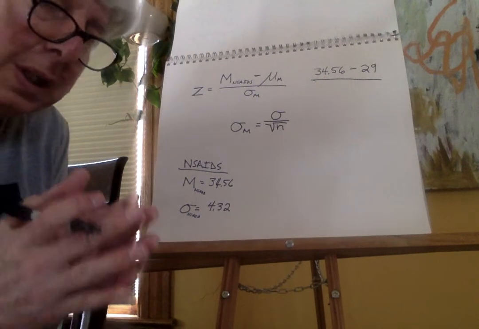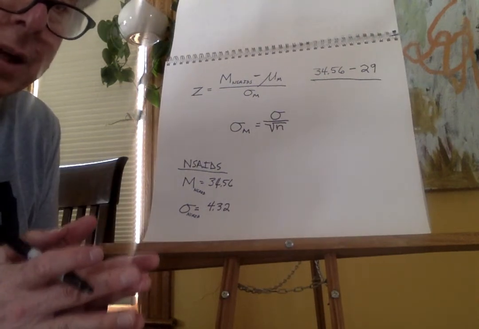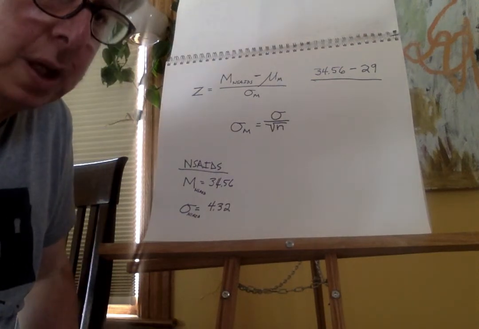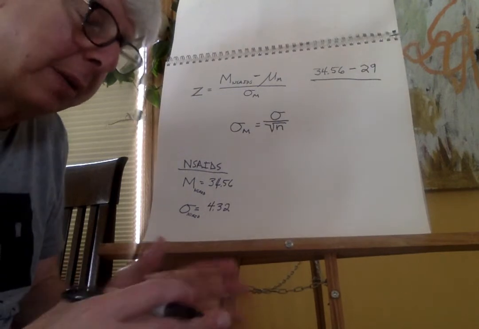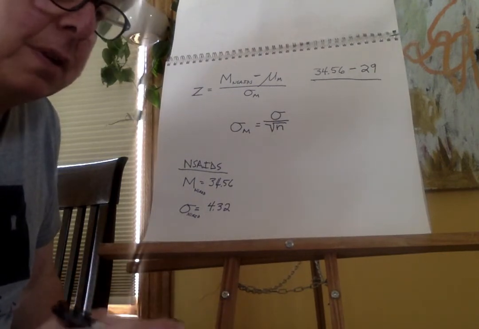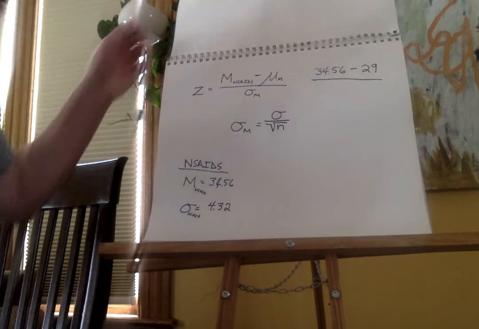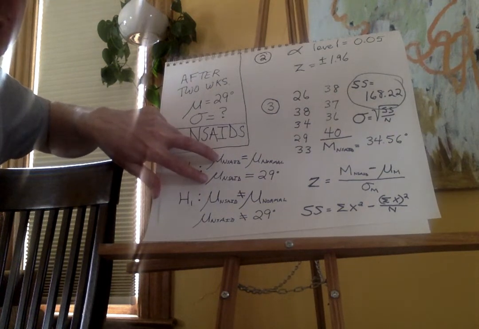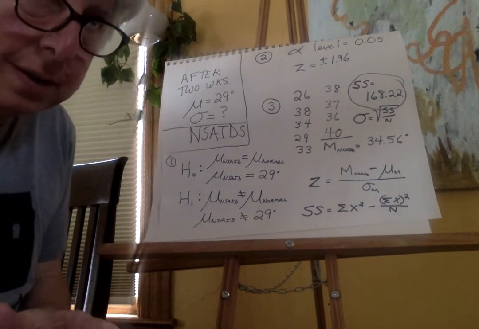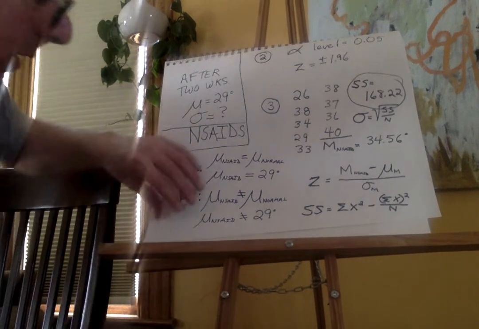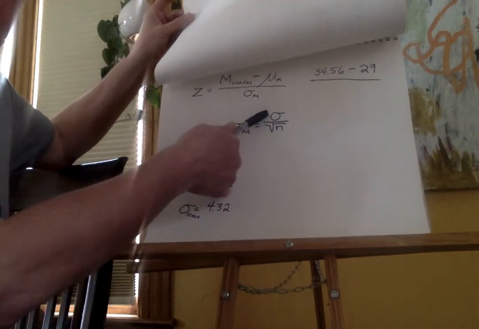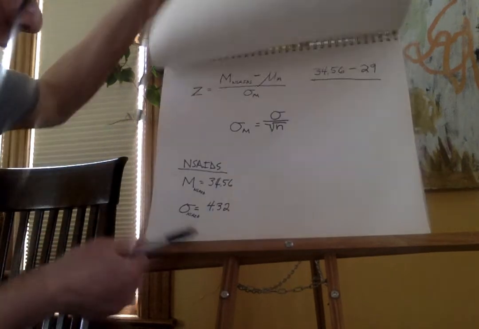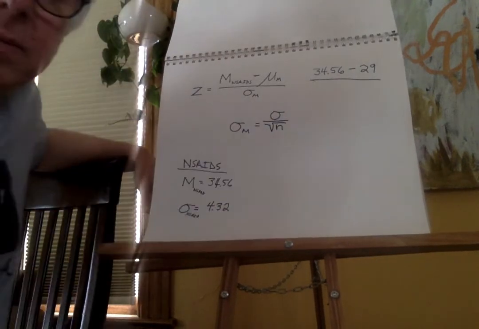Well, there's a couple of things that we're going to need to do. First of all, we're going to make an assumption. If the null is true, then what I'm saying is the NSAIDs didn't have any effect. If the NSAIDs didn't have any effect, then this standard deviation is going to be the same as this. It's the same group, right? It's from the same population. If the null is true, this should give me a good idea about what sigma is.